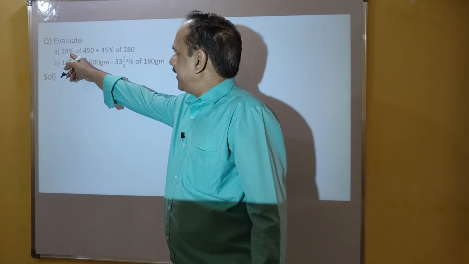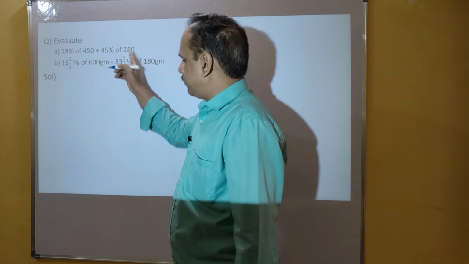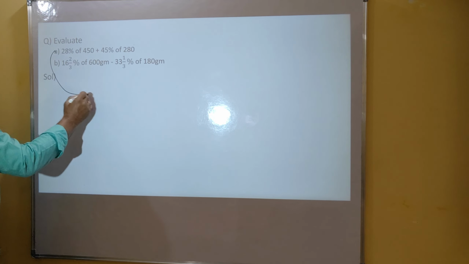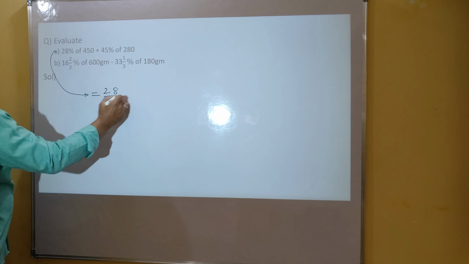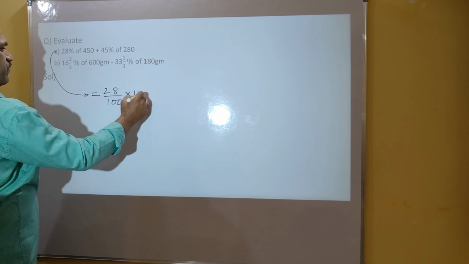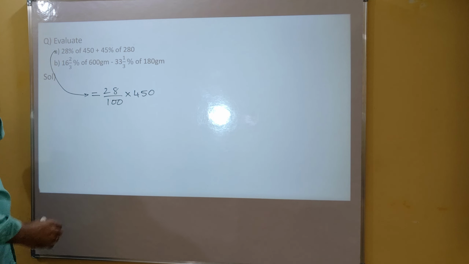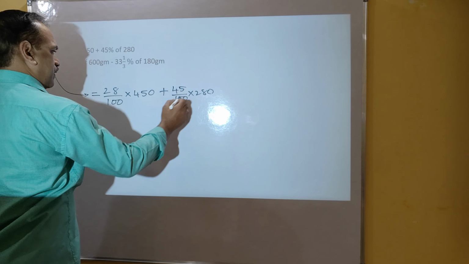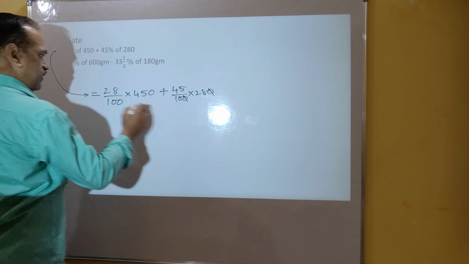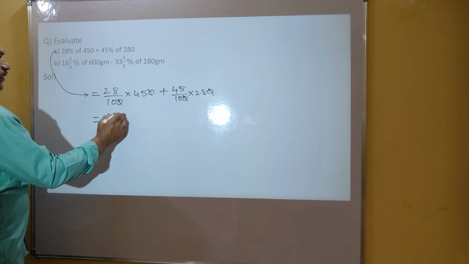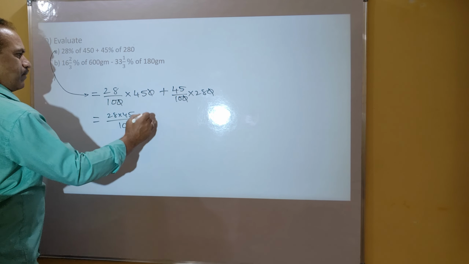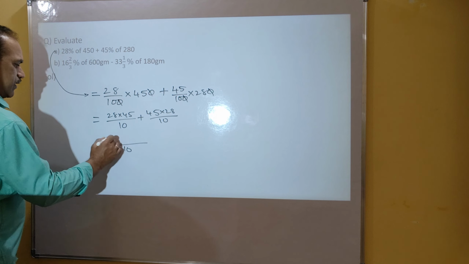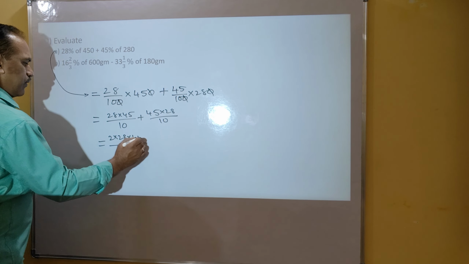Now evaluate 28% of 450 plus 45% of 280. The first one, 28% is 28 by 100 multiplied by 450. 45% is 45 by 100 into 280. So here the zeros cancel. 28 into 45 by 10 plus 45 into 28 by 10. Both are the same. So it is 2 into 28 into 45.